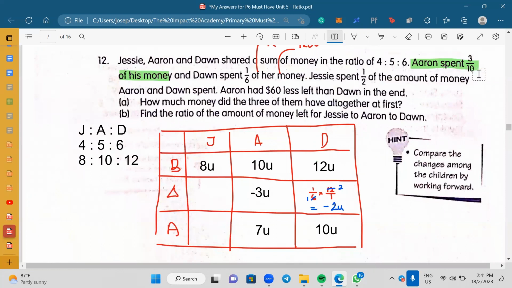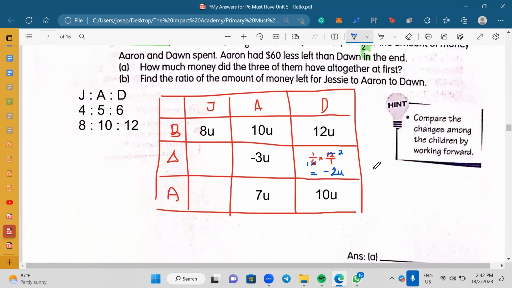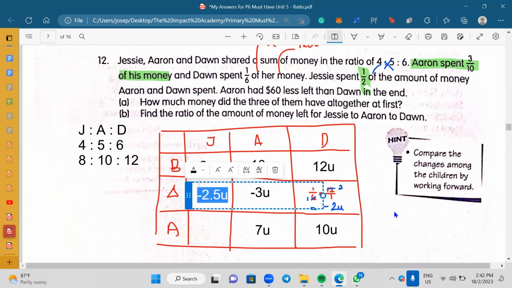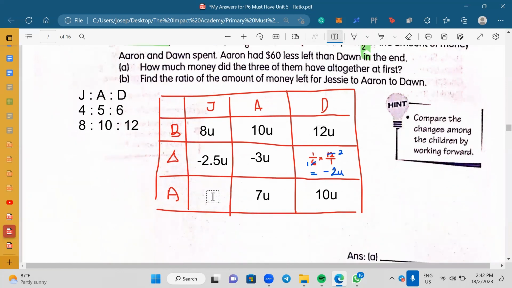Jesse spent half is the easiest really. Half of the amount of money Aaron and Dawn spent, not half of her money. Half times what? The amount of money Aaron and Dawn spent. What is the amount of money that Aaron and Dawn spent? 5 units. What is half of 5? 2.5. All right. So you have to put minus 2.5 units. Understand so far? 2.5 units is a pretty good number, right? So 8 minus 2, 6. 6 minus 0.5, 5.5 units. Am I making sense here?